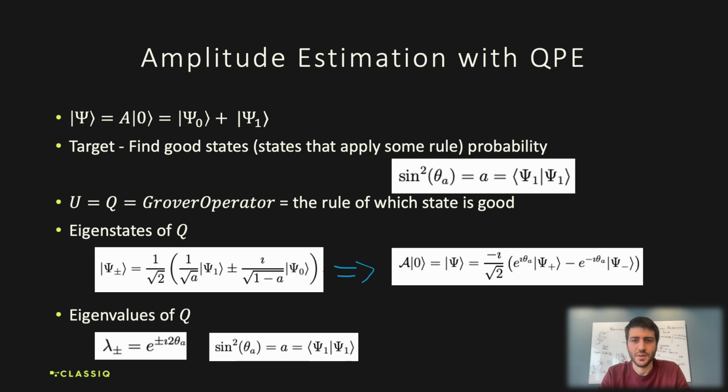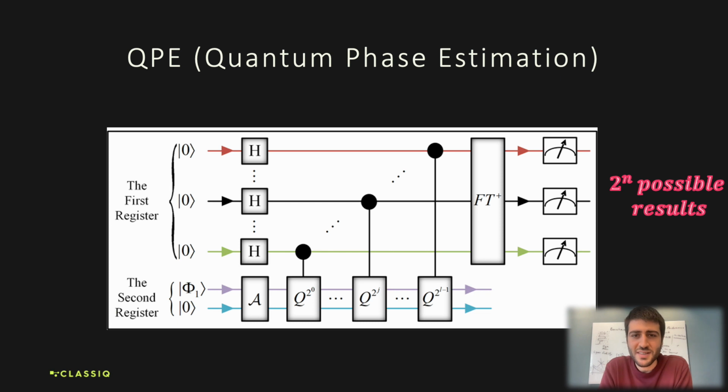For this algorithm, we use the Grover operator, responsible for distinguishing between the good states and the bad states. The eigenstates of the Grover operator contain the solution we seek, which is the probability of the good states. To estimate its eigenvalues, we use the QPE algorithm. Using QPE, we can estimate the eigenvalue of Q, the Grover operator, by measuring the output of the first register.